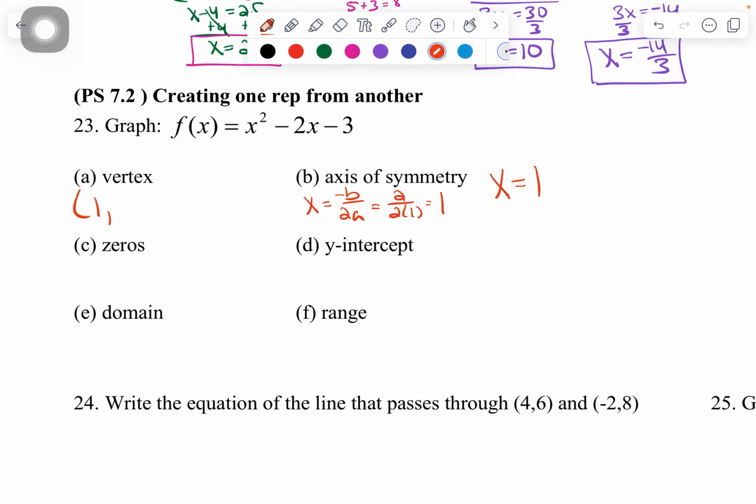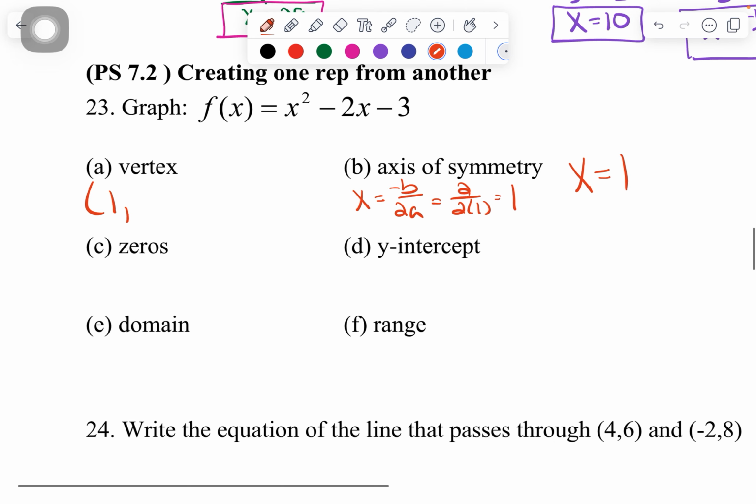How do you find the other value of the vertex, the y value? Well, you're going to go to the original equation, and wherever you have an x, we're going to replace it with, in this case, 1. So 1 minus 2 times 1 and then minus 3. So 1 minus 2 minus 3, what is that? 1 minus 5, so negative 4. Yeah, that looks good. Let's do some zeros.